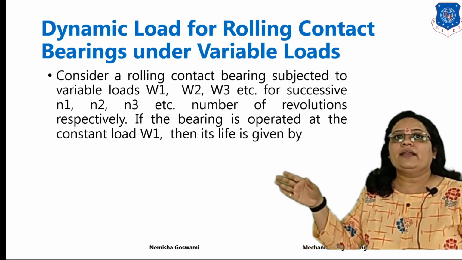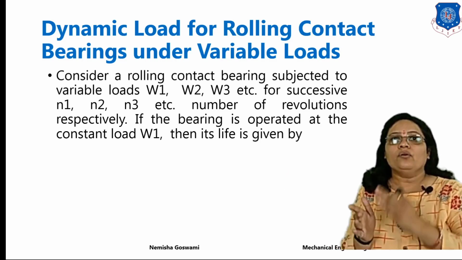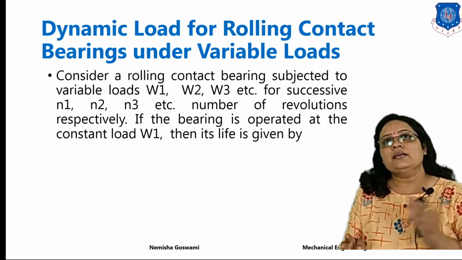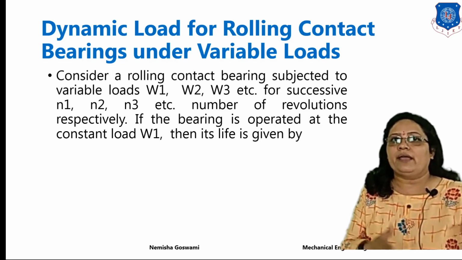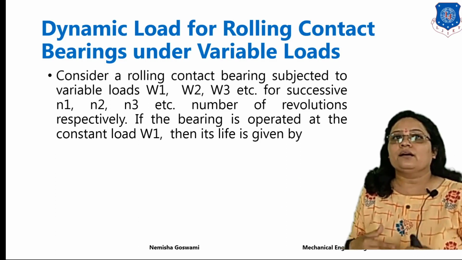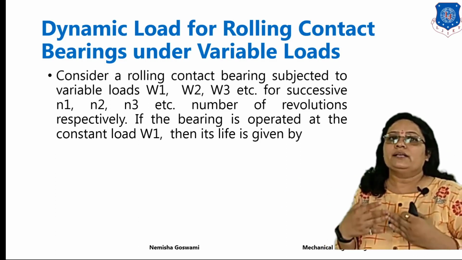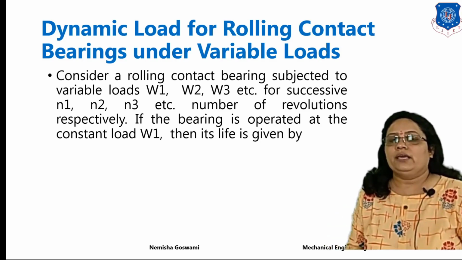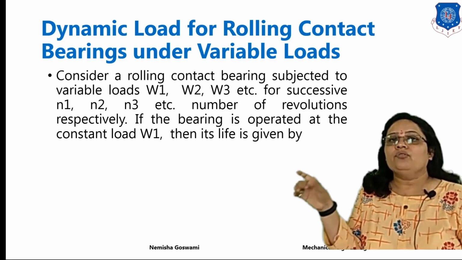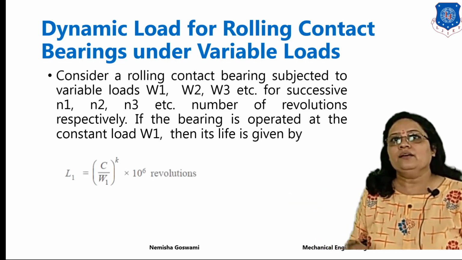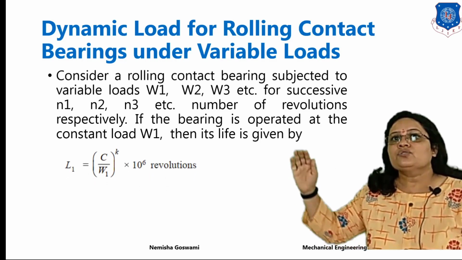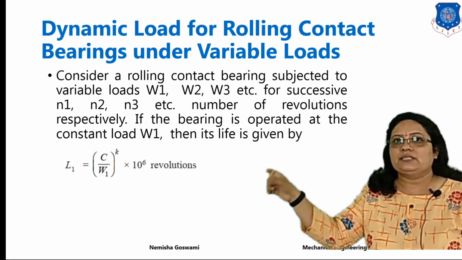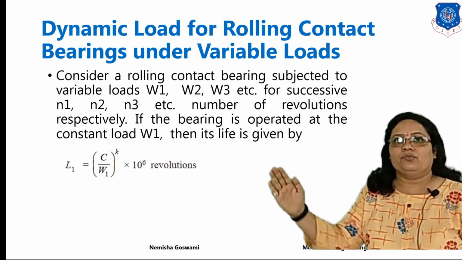So for example, when we consider variable load, it means the load is not constant, the load is continuously varying. So W1, W2, W3, W4, similarly with respect to revolutions N1, N2, N3. When we consider only W1, what is the life of the bearing? So L1 is equal to (C divided by W1) to the power k into 10 to the power 6 revolutions. So this is the standard L1 with respect to W1.